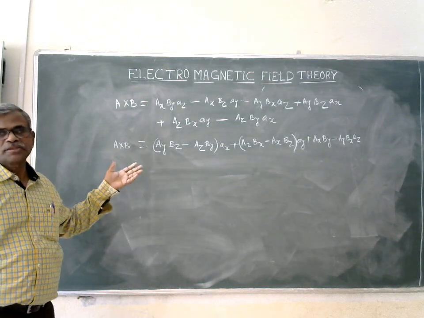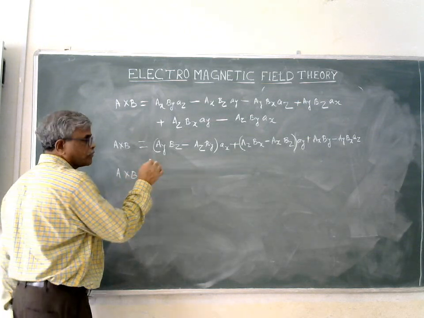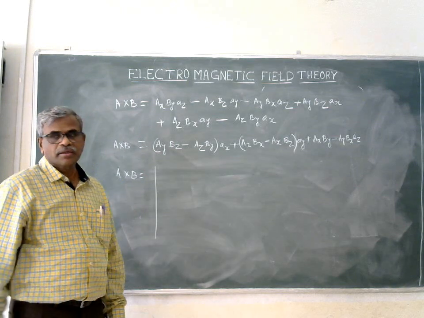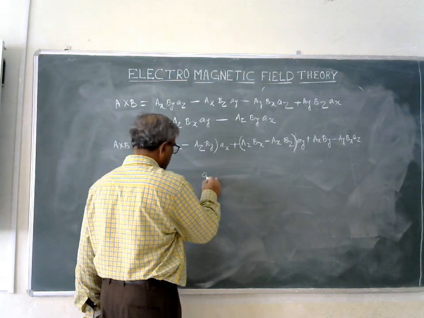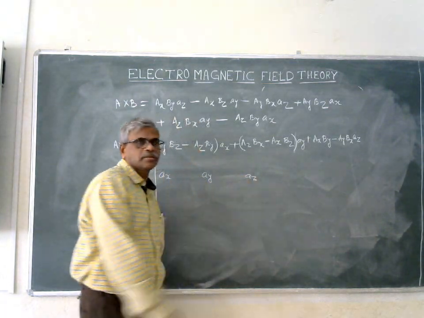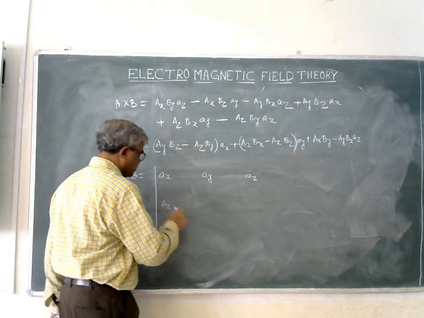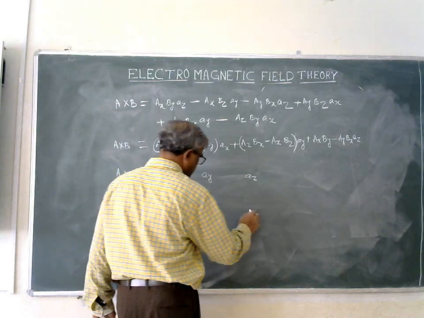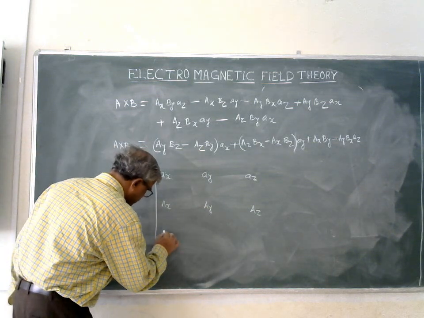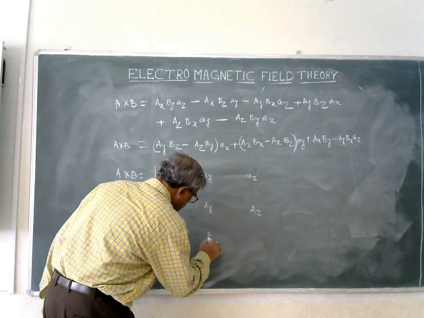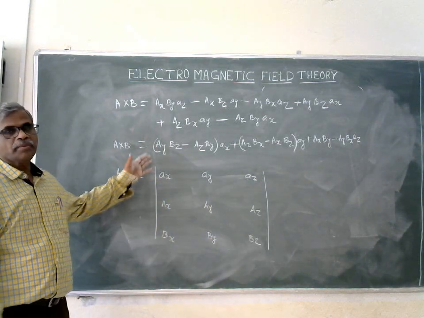This can be conveniently expressed as a determinant. A cross B is equal to the determinant with the unit vectors ax, ay, az in the first row, the components of the A vector Ax, Ay, Az in the second row, and the components of the B vector Bx, By, Bz in the third row. So you will get the same result.